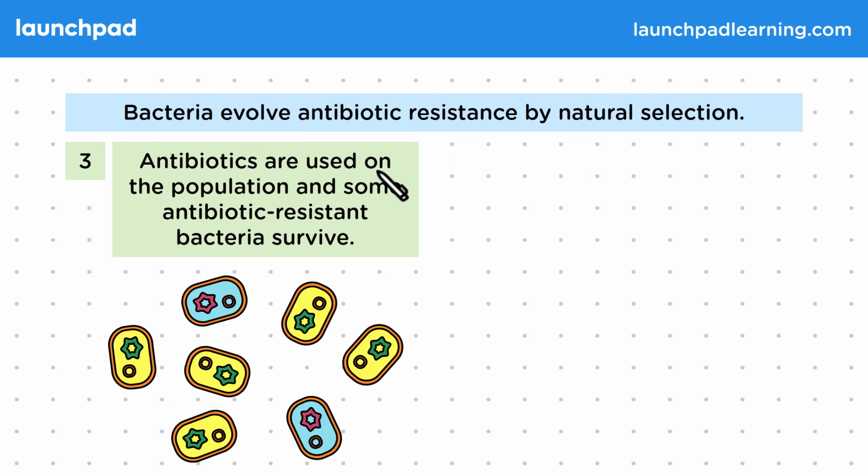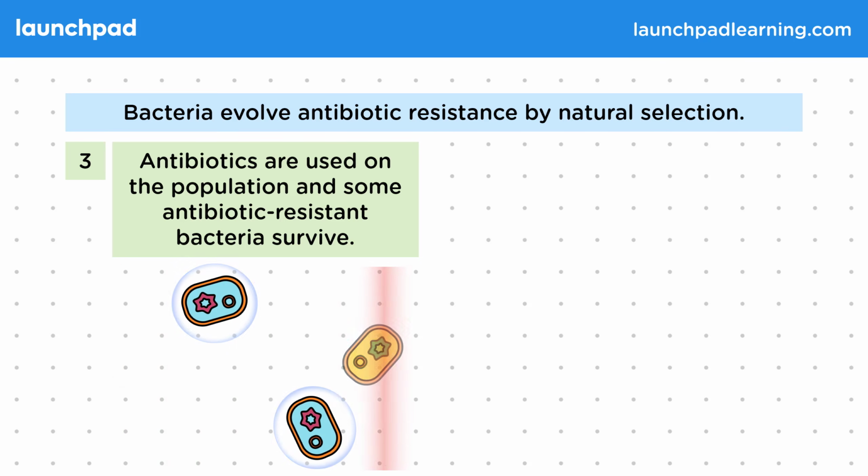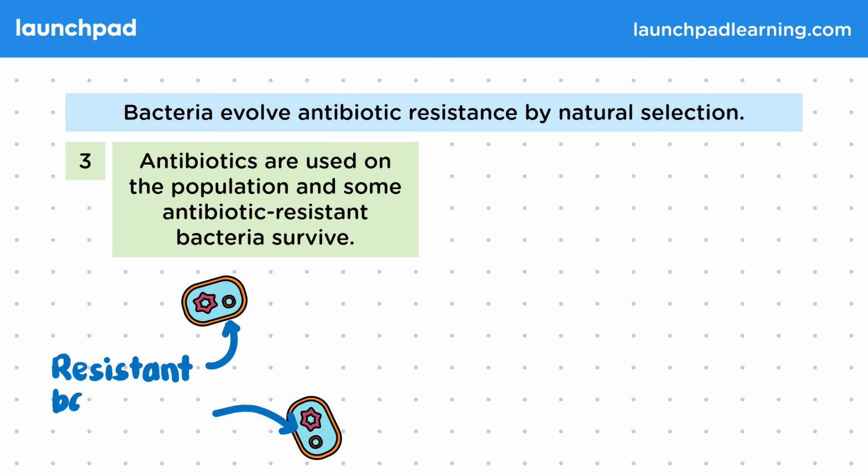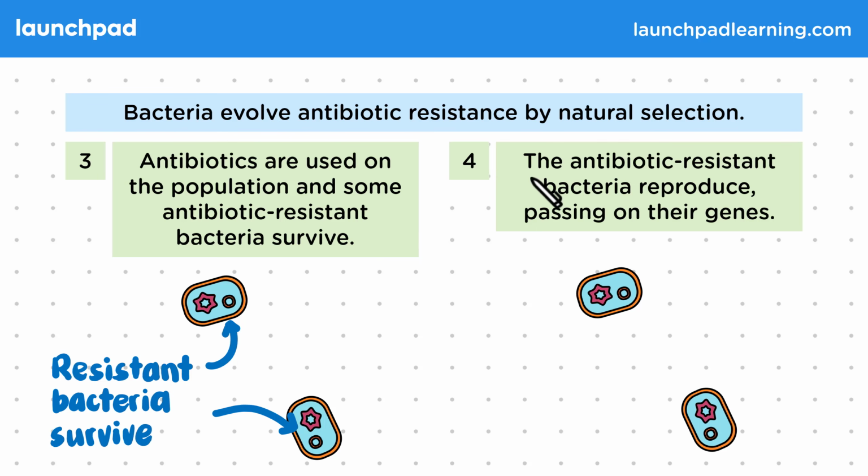Next, antibiotics are used on the population and some antibiotic-resistant bacteria survive. These variants have a phenotype which makes them better suited to survive in their environment. The variation in their genetic makeup leads to them having a new characteristic, meaning they're not destroyed by antibiotics. The antibiotic-resistant bacteria reproduce, passing on their genes.